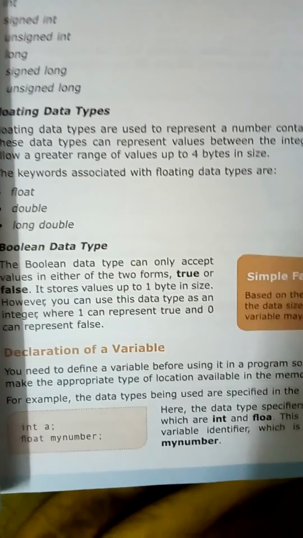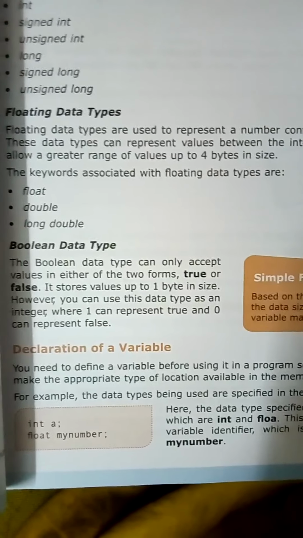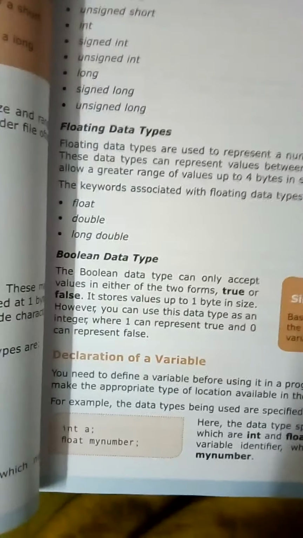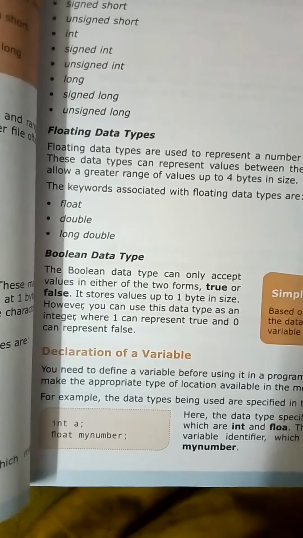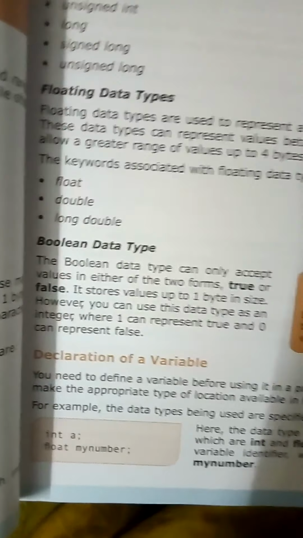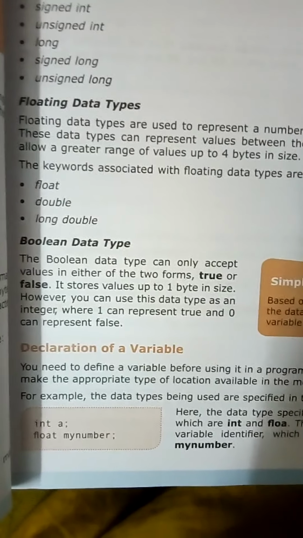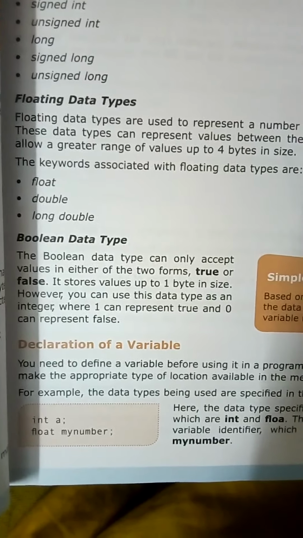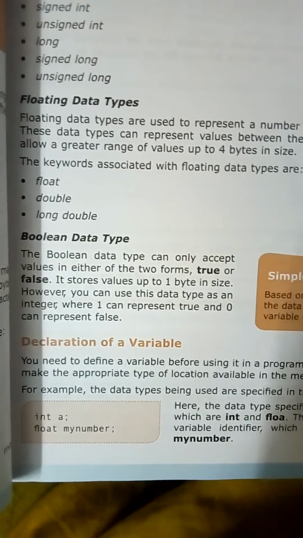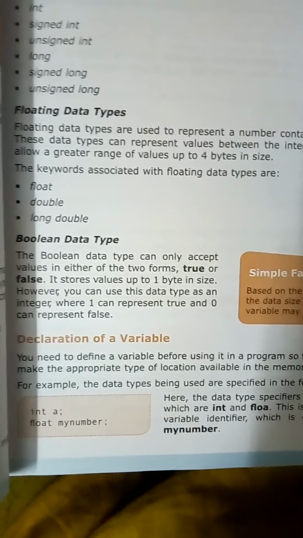Now how will you declare a variable? First you write the data type, then the name of the variable, and then a semicolon. Like int num, where num is a variable. For example, suppose you want to declare a variable num whose data type is float. How will you declare that? float num; This is the way to declare a variable.